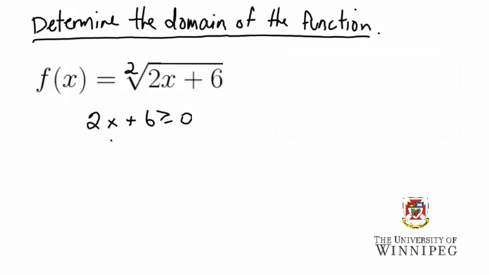So let's go ahead and subtract 6 from both sides. It's going to give us 2x is greater than or equal to negative 6. And we can divide both sides by 2, and we get x is greater than or equal to negative 3.